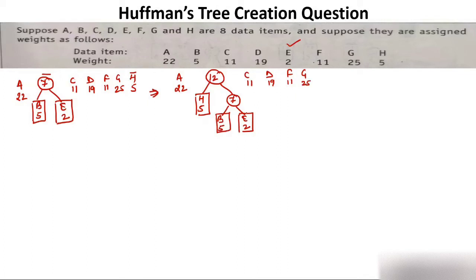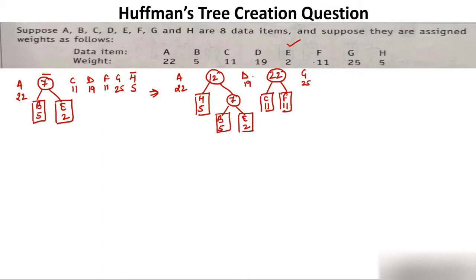Now you have 6 remaining weights. Again you have to choose two minimum weights. What are the two minimum weights? Sorry, C and F are the two minimum weights, 11 and 11. So when you add them, let D19 come here. D19 is the remaining. When you add them, you get 22, right? And you can use anything anywhere. Suppose C11 comes here and F11 comes here. So now you are left with only 5 weights: 12, 22, 19, 22 and 25.